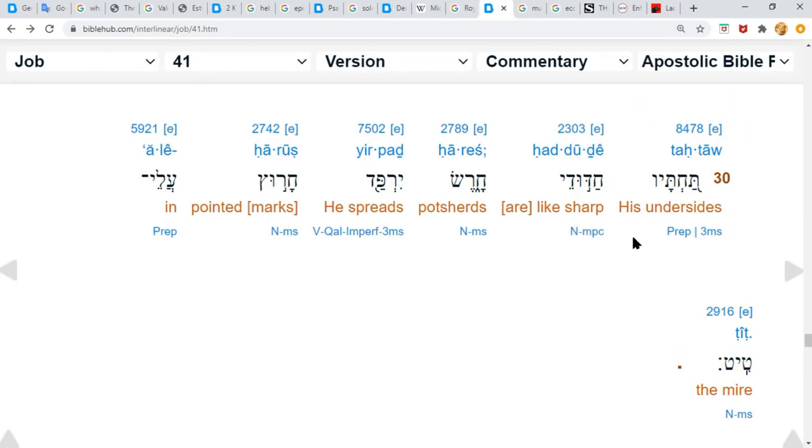So here in the Hebrew, they interpret this as his undersides are like sharp pot shards. He spreads pointed marks in the mire. So, I don't search for pornographic quotes in the Bible. The whole Bible is either racist or pornographic, and they're not going to let me post the racist stuff, so we're going to have to deal with the pornographic.